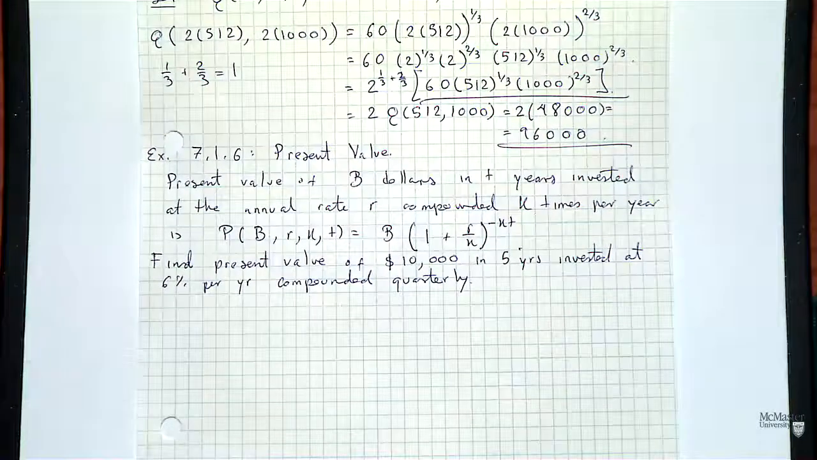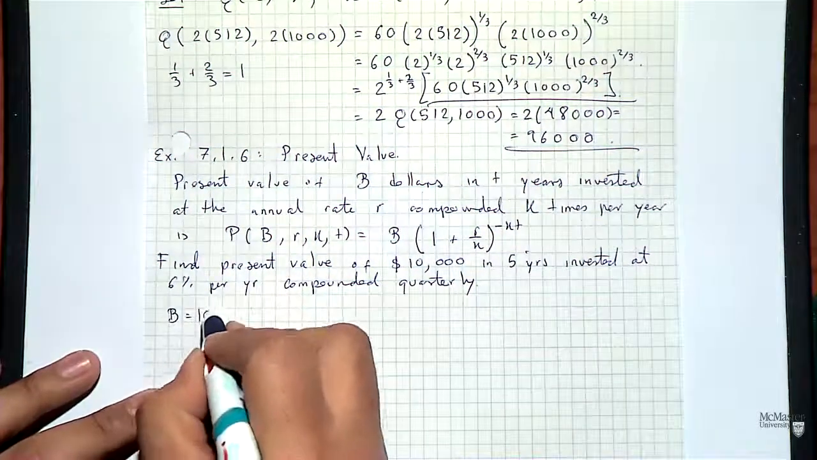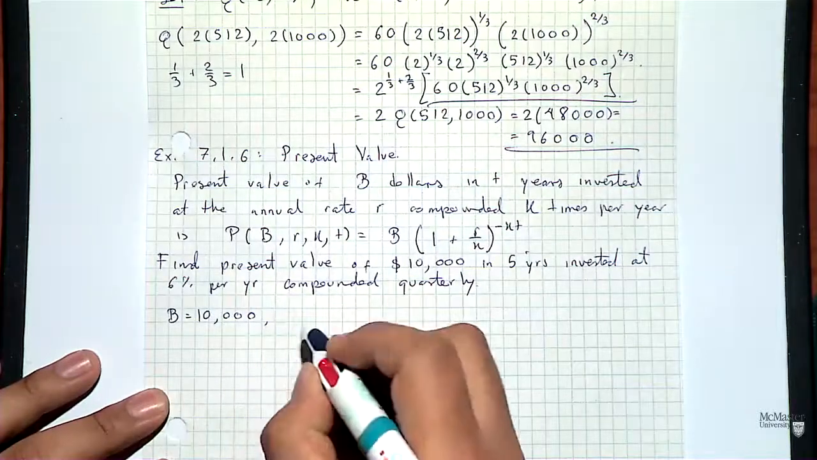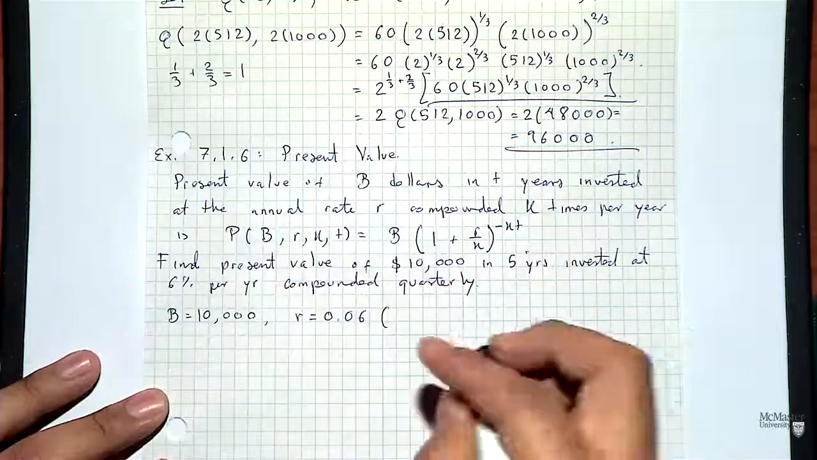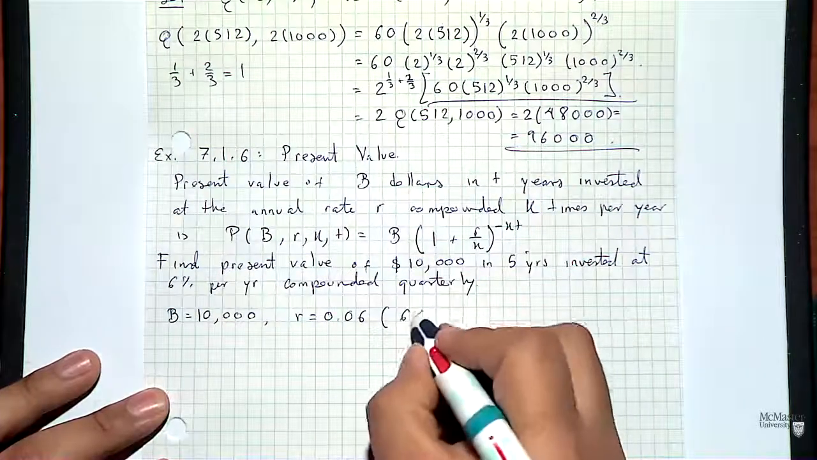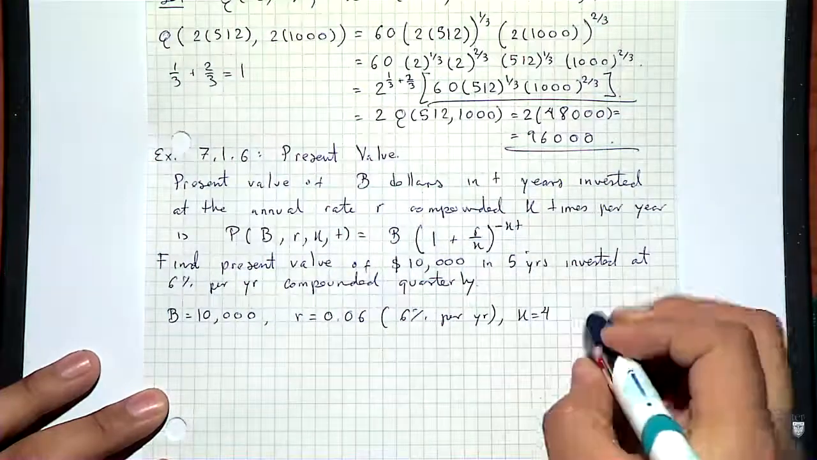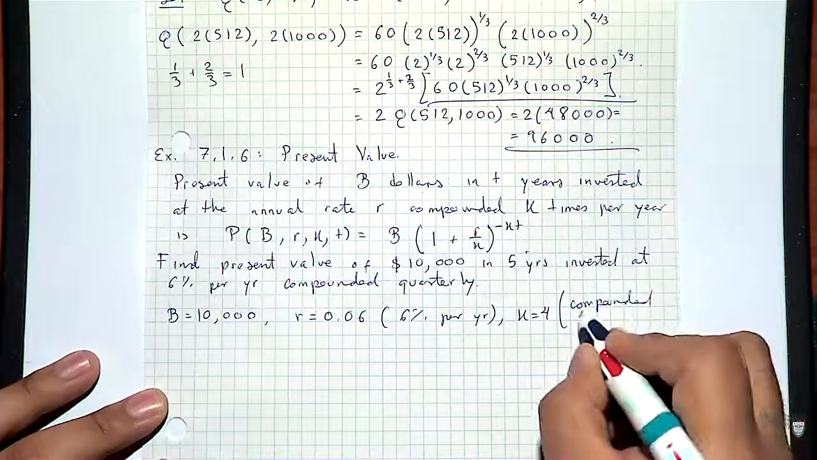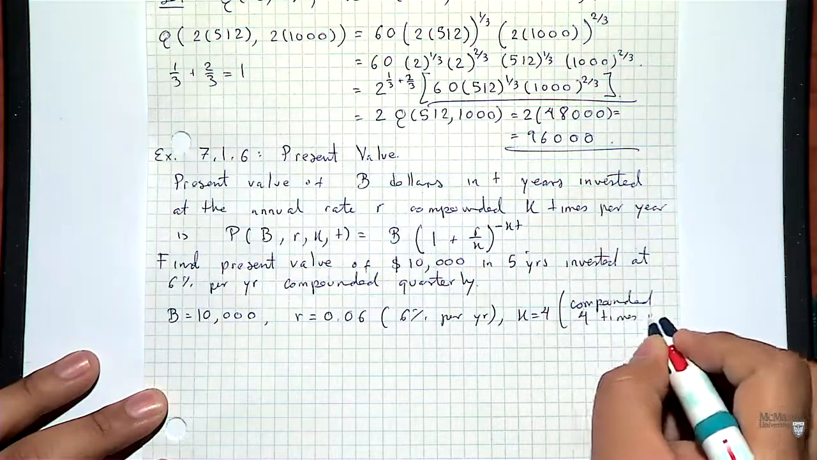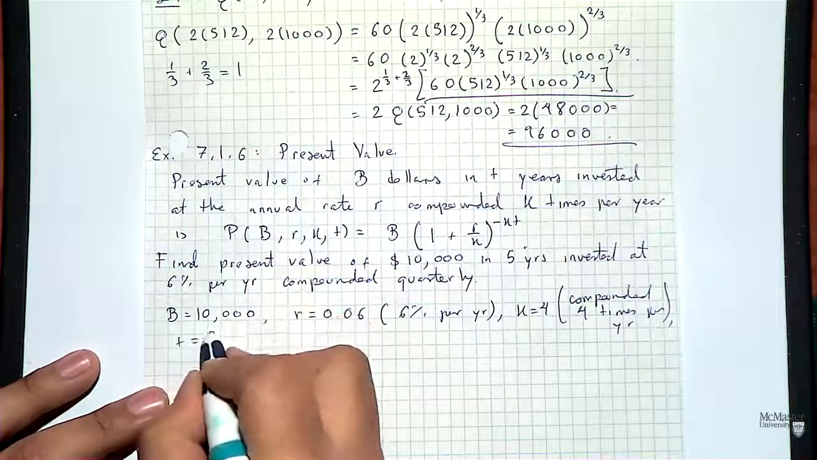So again, you have to be careful with the units. B is 10,000. Then you have R, the rate, which is 0.06, because you express this percentage in decimal units, 6% per year. K is equal to 4 because you compound 4 times per year. And the time is equal to 5 years.